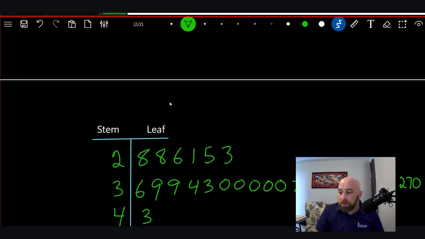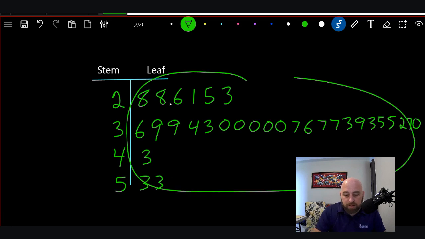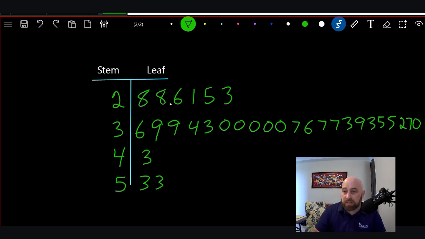Now what I want to do, I'm on step number 5 right now. Continuing through the entire list, plot each leaf next to its respective stem. Okay, so that's what I just finished up doing. So I put all of this information, all of the digits next to whatever 10 value they were in. Step number 6, the final step, is to rank the leaves from smallest to largest.